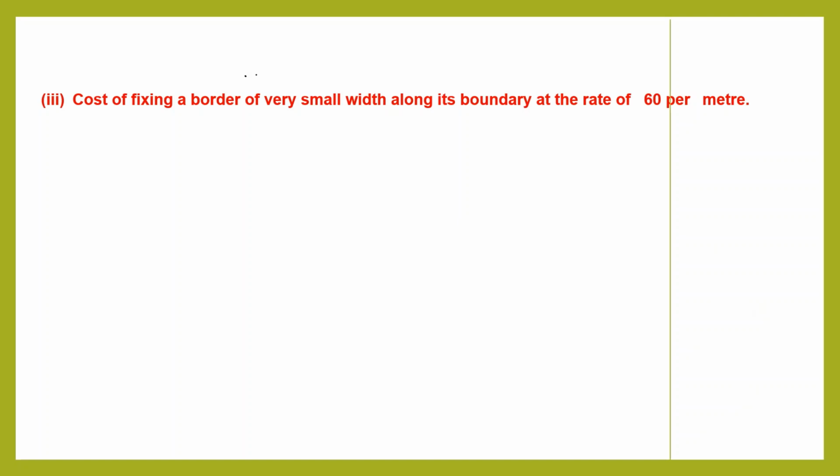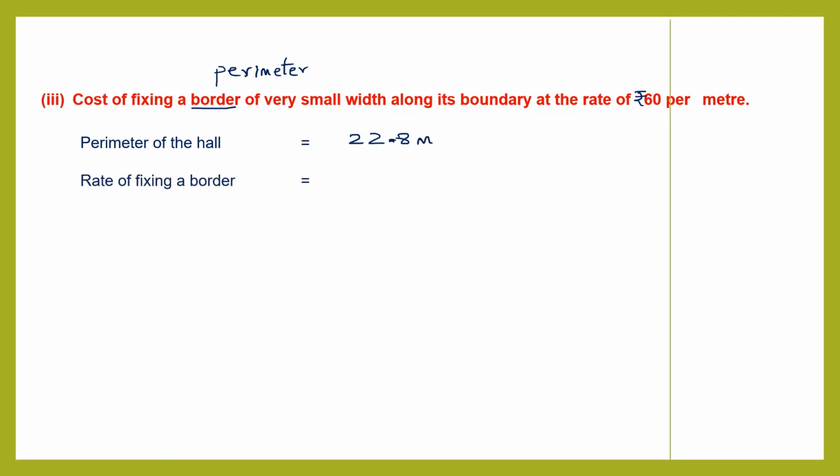Now we have to find the cost of fixing a border. Border means we are talking about perimeter. So we are going to find the cost of fixing a border of very small width along its boundary at the rate of 60 rupees per meter. The perimeter of the hall we found out to be 22.8 meters, and the rate of fixing a border is 60 rupees per meter.